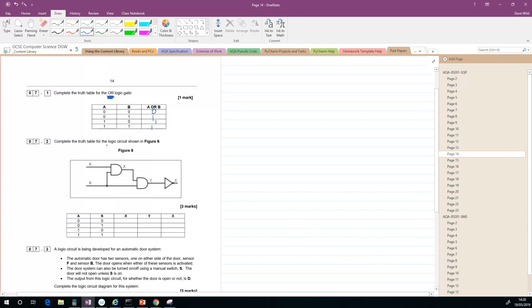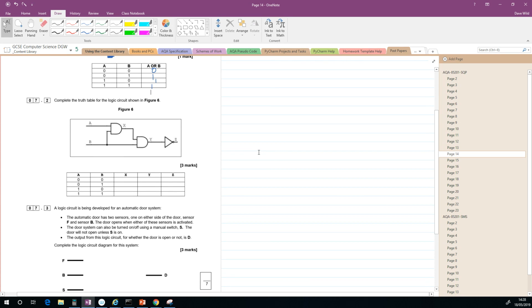Complete the truth table for the logic circuit shown in figure 6. So notice we've got all the different possibilities of the inputs. So 0, 0. So what happens if both of these are 0? So A is 0, B is 0. Well, this is going all the way along to here. So this input to inside here would be a 0.